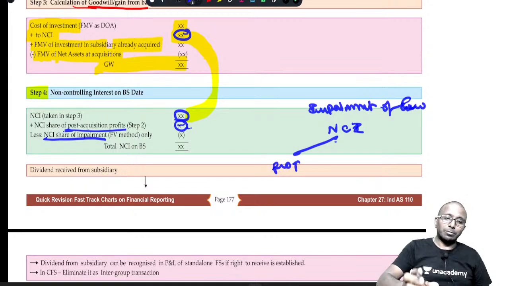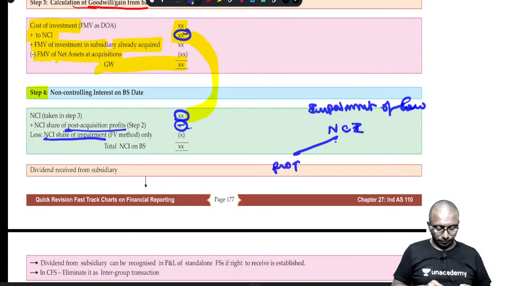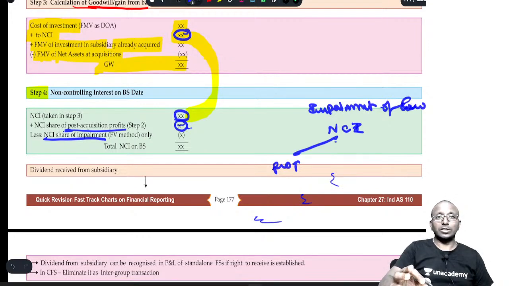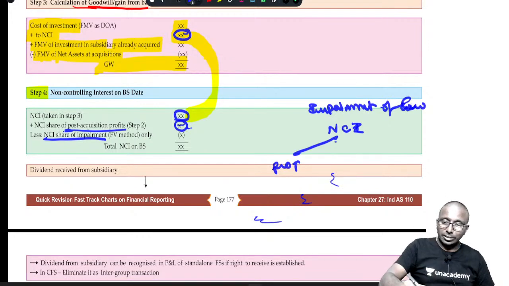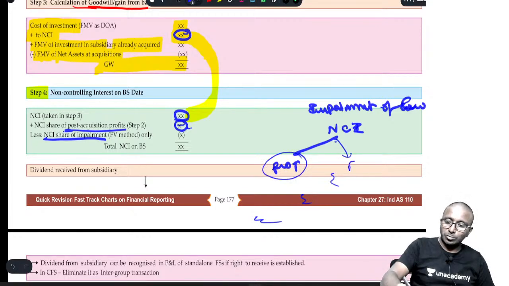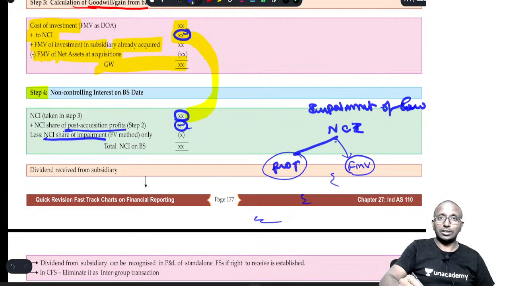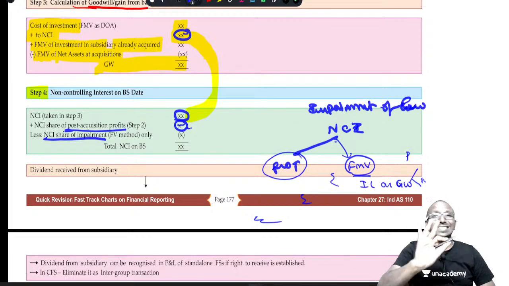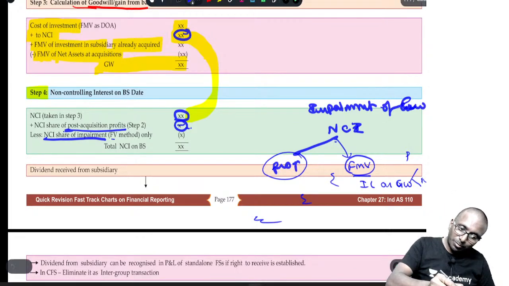If you are going by the fair market value method, you understood my point. Because I told you there is one method, the proportionate method, and the next method is fair market value NCI measurement. If you are going by the fair market value method, then the impairment loss on goodwill has to be shared between the parent company and the NCI as per their proportionate percentage.